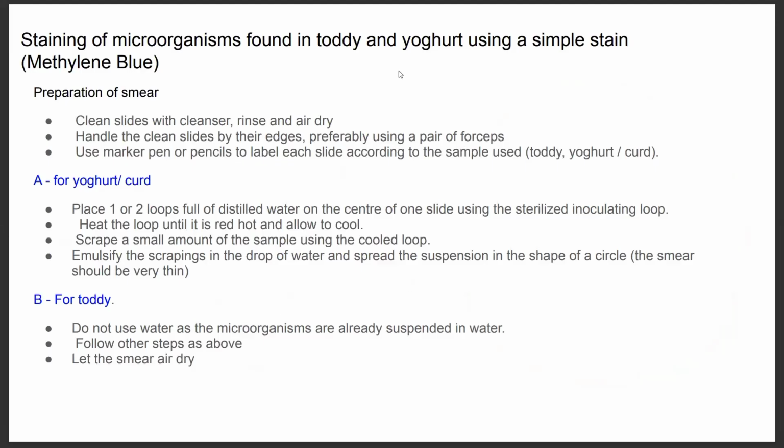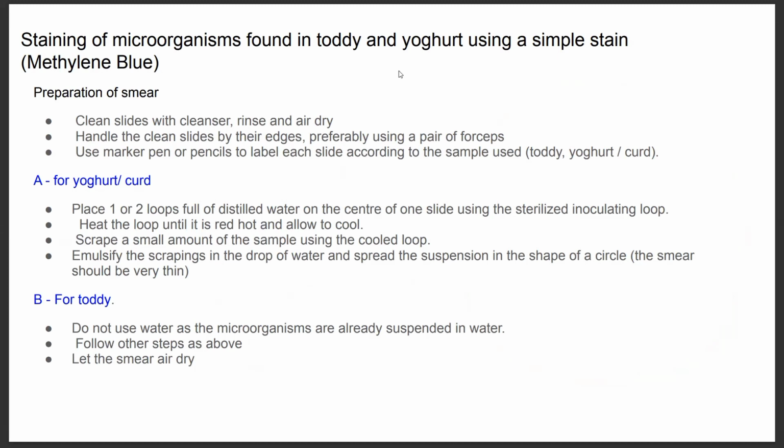Right. Staining microorganisms found in toddy and yogurt using a simple stain. Here we use methylene blue as the dye. Is this a positive staining or negative staining? This is a basic dye, so this is a positive stain. That means the dye is positively charged, and if we take a bacterial cell, they are negatively charged.